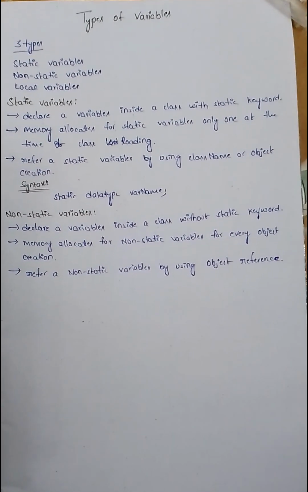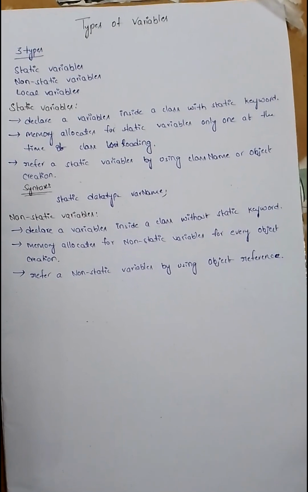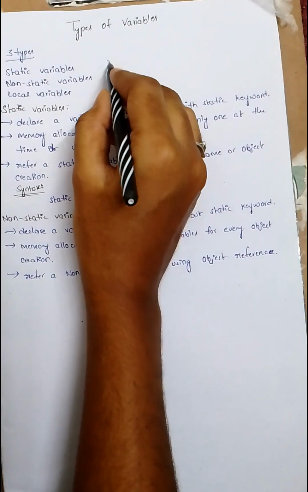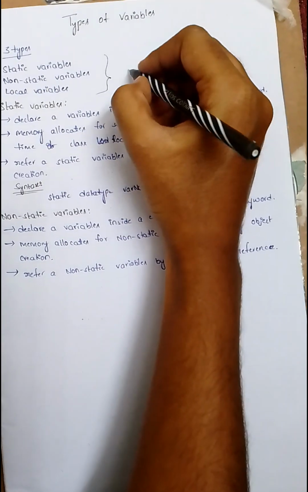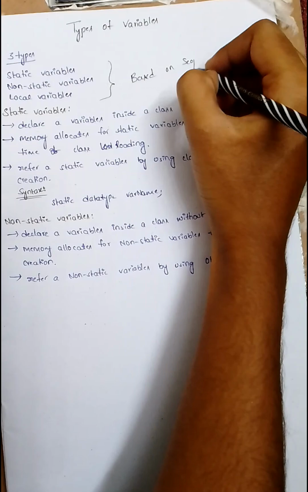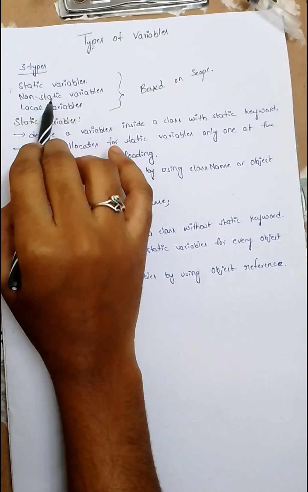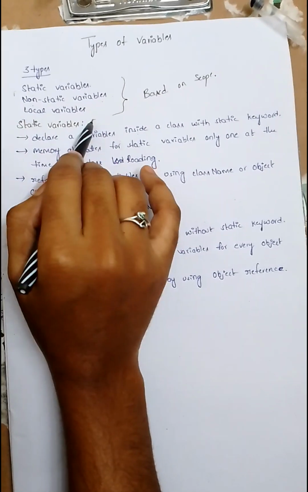Today our topic is types of variables. In a class, we can access variables in different ways. Based on scope, we can access variables in three types. The first one is static variables, the second one is non-static variables, and the third one is local variables.